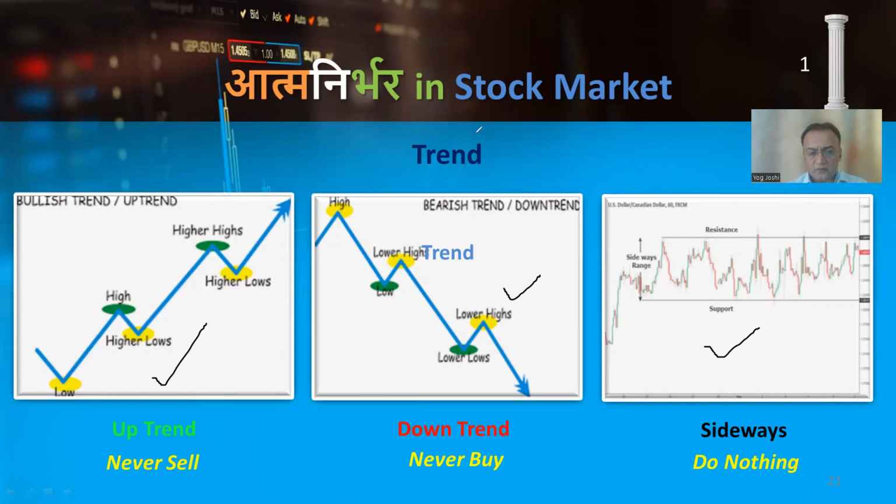So this is the trend: uptrend, downtrend, and sideways. And now, how do we identify the trend in an actual chart? We are going to discuss all these things in the actual chart, not on the presentation. We just need to know that there are three types of trends: one is uptrend, one is downtrend, and one is known as sideways. So what is the uptrend, what is the downtrend, and what is sideways?